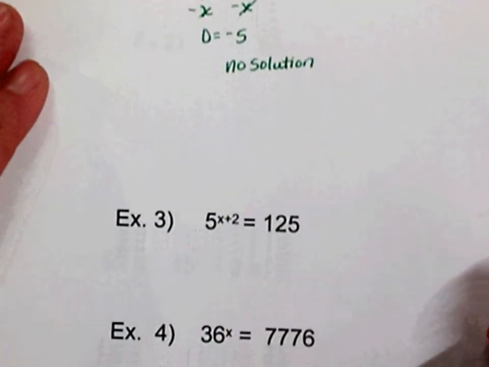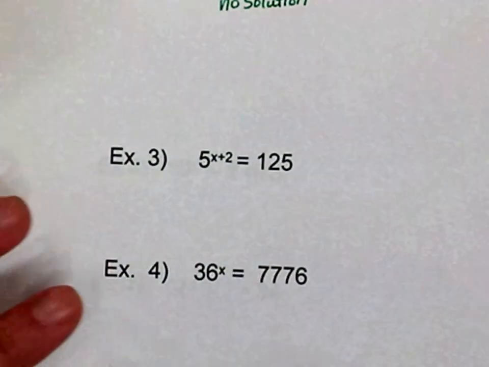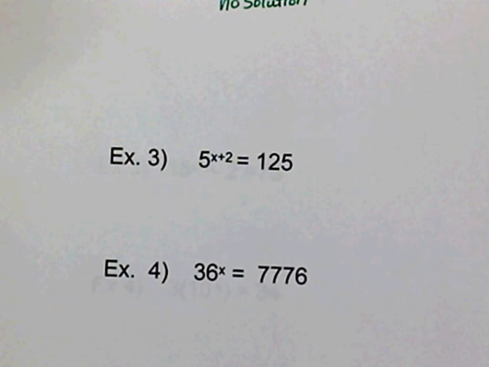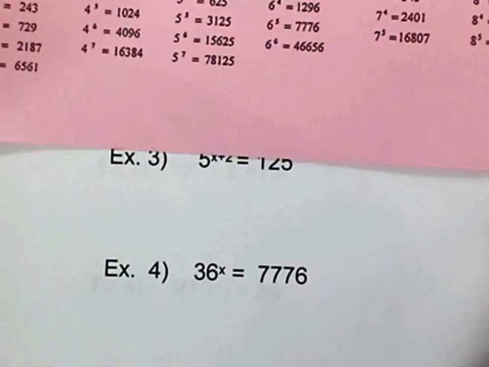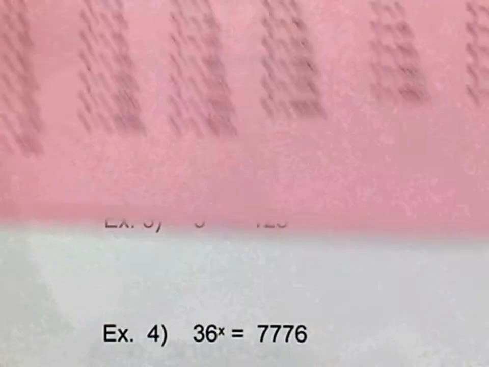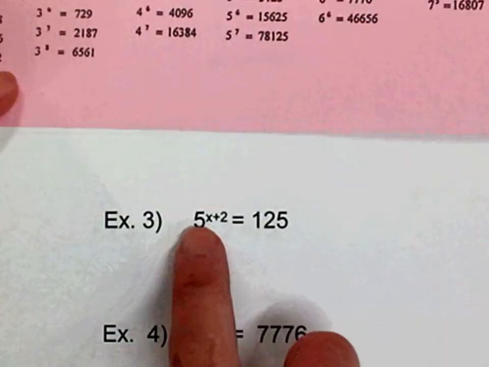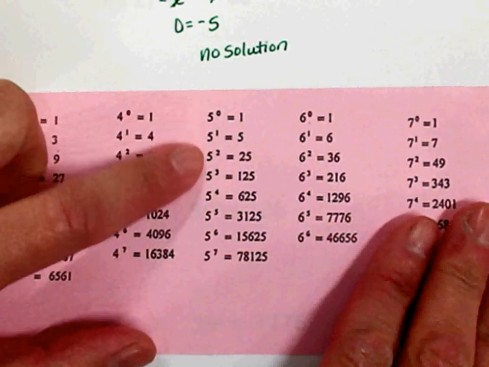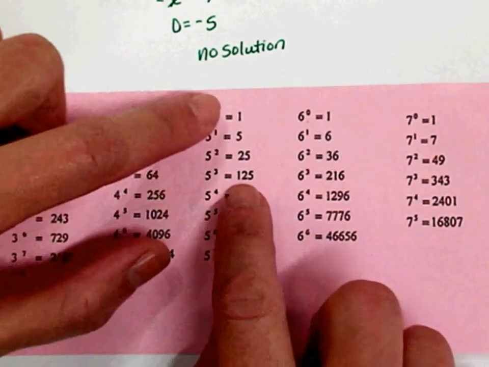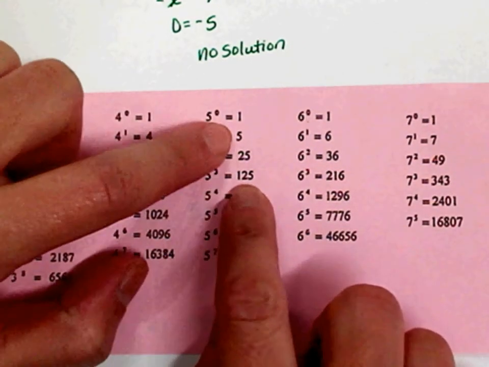Example 3. Now let's take a look. Okay, your bases are not the same. All right. Sometimes you have to change the base. I have to go grab the sheet. Okay. So if you take a look, here's the sheet right here. 5 and 125. So look at column 5. You guys see that? Notice there's a 5 here and a 125. Okay? Keep that in mind.